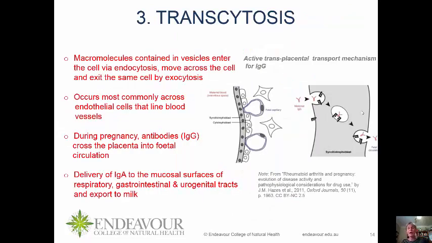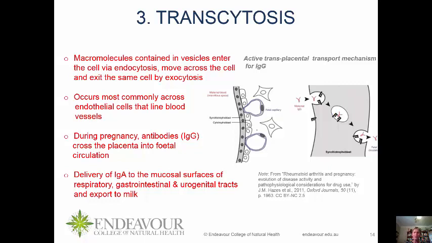Now the last one is transcytosis. This is where macromolecules, so macro meaning large, contained in vesicles enter the cell via endocytosis, then they move straight across the cell, and then they are released on the other side by exocytosis. Okay? So it occurs most commonly across endothelial cells that line blood vessels.